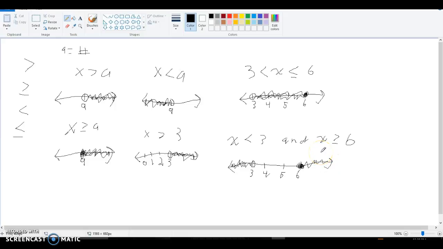So you can have single number inequalities, such as x is greater than 3 here, or you could have multiple number inequalities, such as 3 is less than x is less than or equal to 6, and you can draw them on the number line to represent what x may equal.